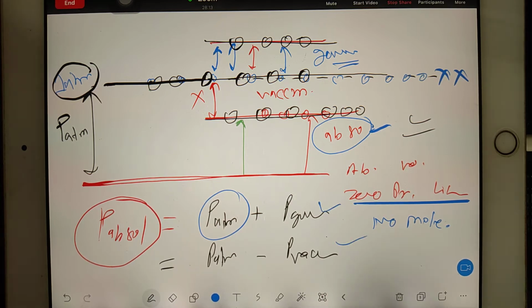There are two ways. Based on this you can have questions also, right? So let's do one very small question. Take down the question.